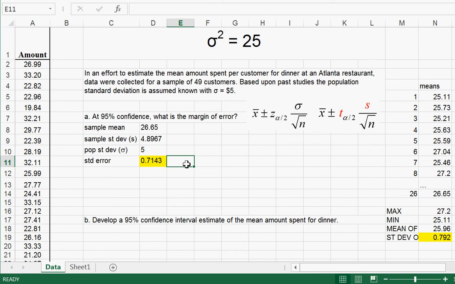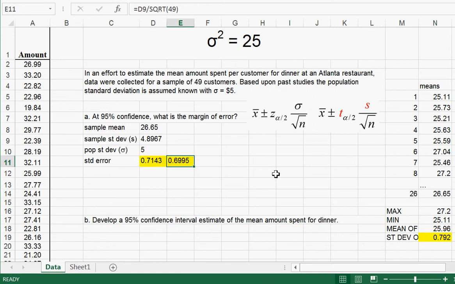Melissa mentioned it. Tyler, if I don't know sigma, what do I got to use? If I don't know that, what do I use instead? S. And what do I divide that by? The square root of n. Square root of 49 in this case, right? So all three of these numbers are close, aren't they?